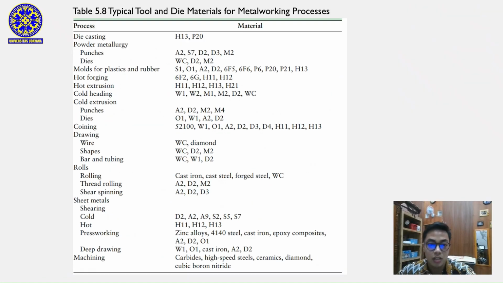This table lists the typical tool and die materials used in various metalworking processes. It matches materials like high-speed steels, carbides, and cast alloys to operations such as cutting, forming, and extrusion. Each material is selected to provide the right combination of hardness, wear resistance, and toughness for each specific process.